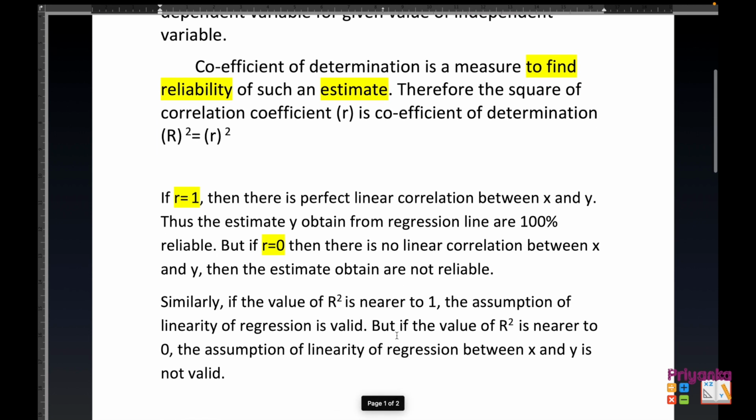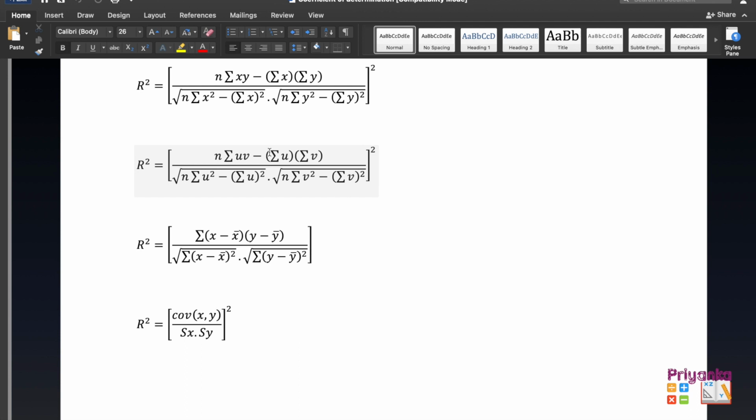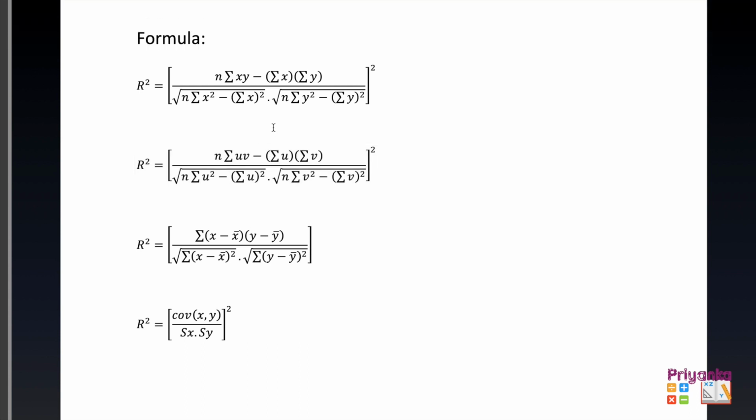In the same way, if the value of r square, that is the coefficient of determination, is near to 1, the assumption of linearity of regression is valid. But if the value of r square is near to 0, the assumption of linearity of regression between x and y is not valid. For the coefficient of determination, as you can see, the formulas are very similar to what we have already learned in the last chapter. The only thing is here we are finding the square.